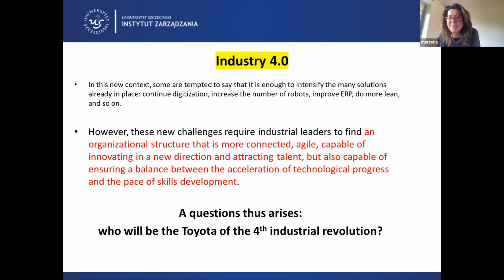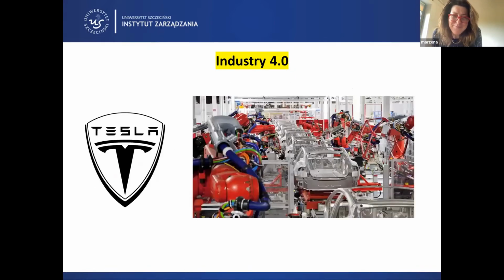I could ask you, who will be the Toyota of the fourth industrial revolution? Which company from the automotive sector could be the one who will show us how to adapt better, be more agile, more connected, and capable of innovation with new technologies? And the answer is probably Tesla and the new factory of Tesla.